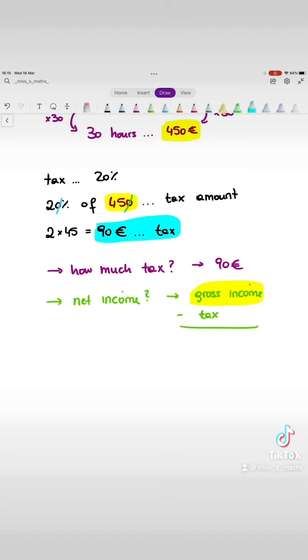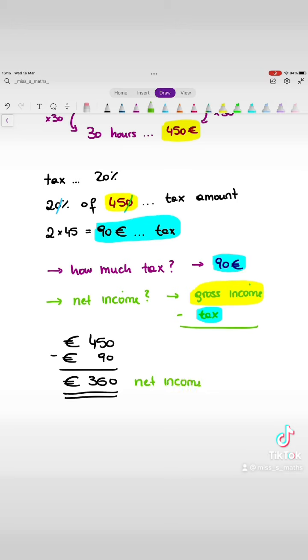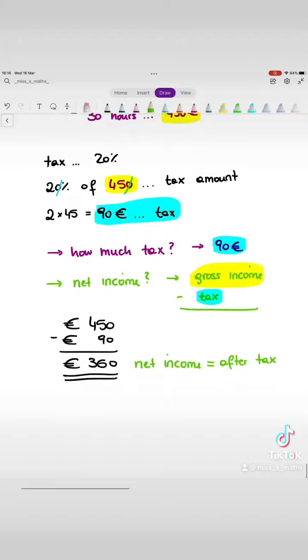So now we know what the tax amount is, but that's not yet the actual net income. To calculate the net income, we need to remove the tax from the gross income. So €450 minus €90 is 360, and that now would be the actual amount that this person gets per week after tax.